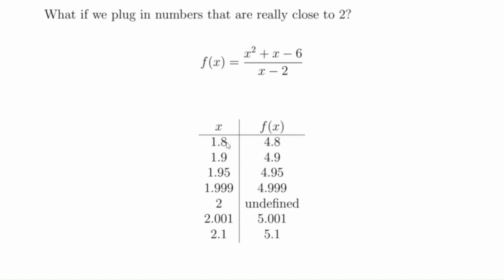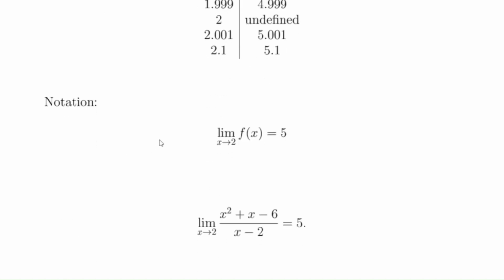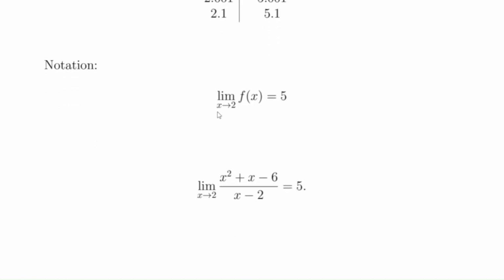Okay, so I've kind of summarized this in a table of values here. So we plug in different values of x and figure out what is f of x. Notice f of 2 is undefined, but we plug in these values that are close to 2. We're getting these outputs that are close to 5. Now, what we say is that the limit as x approaches 2 of this function f of x is 5. So this little x with the little arrow to 2, the way you say that is x approaches 2. So we say the limit as x approaches 2 of this function is 5.